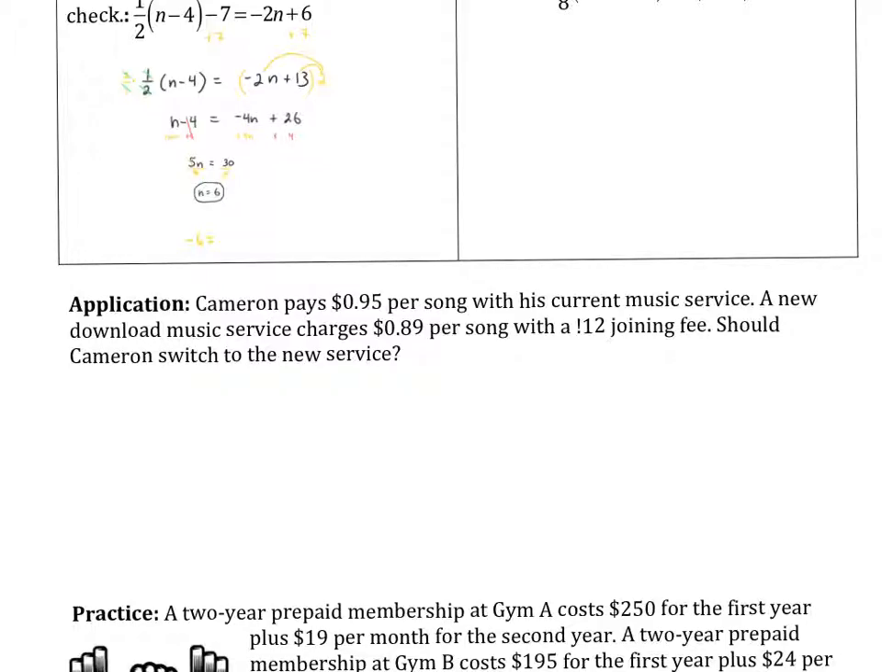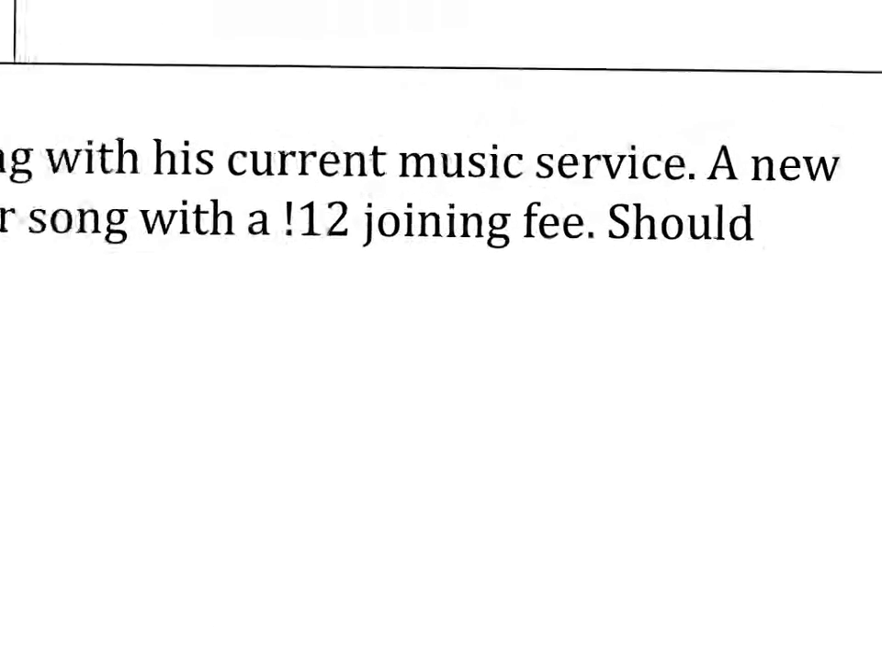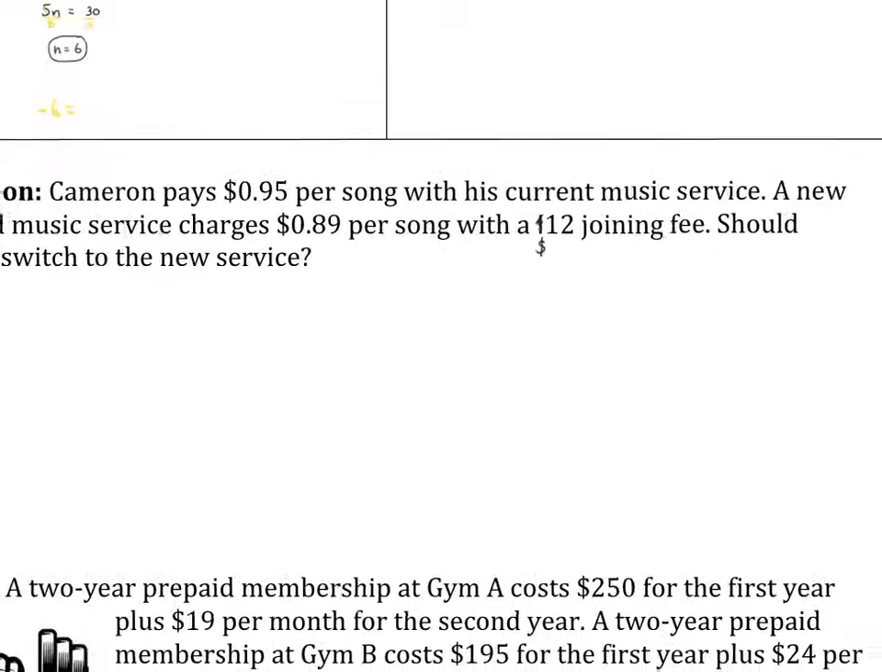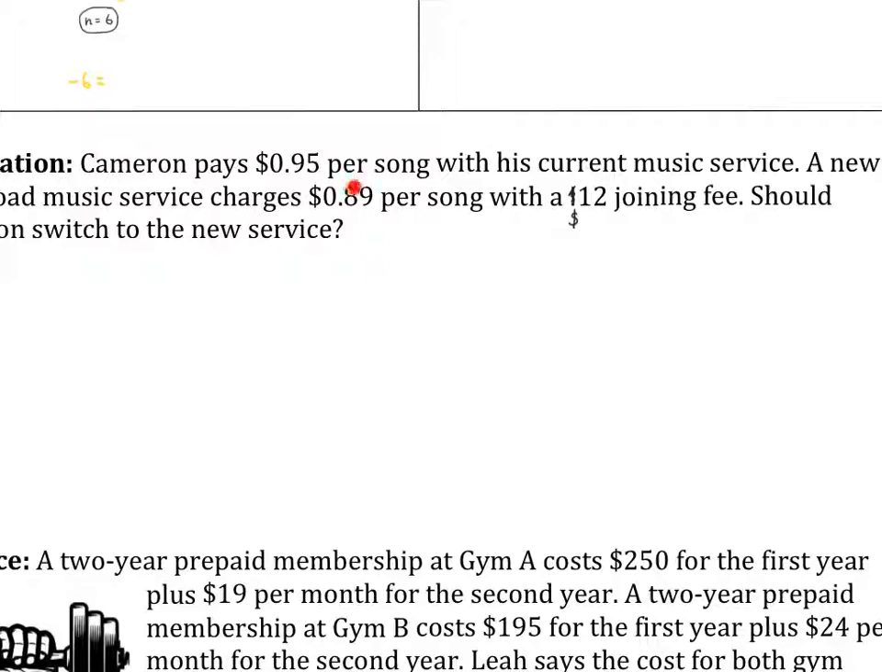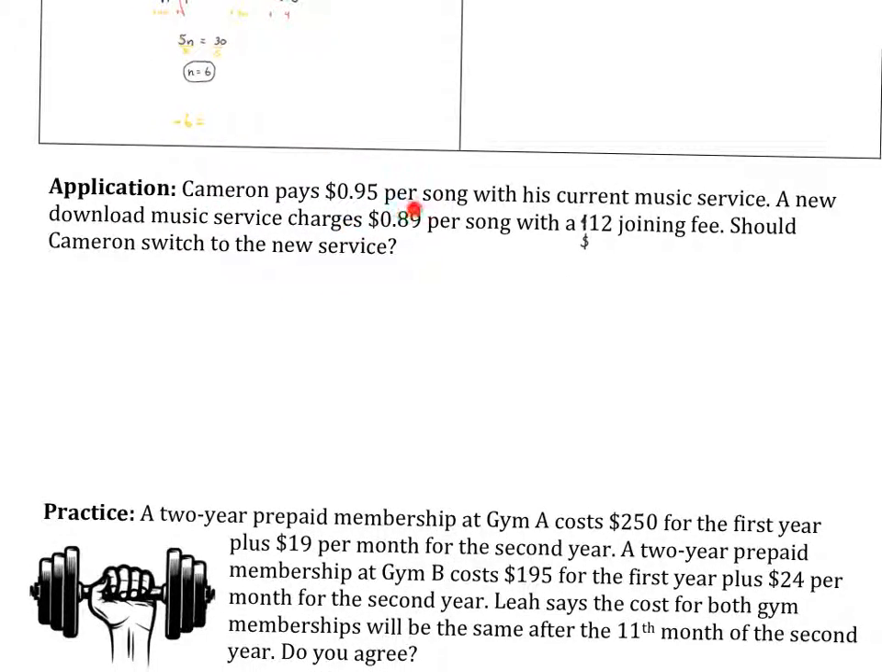Now we're going to walk through a way this may be used. Now this, of course, is not necessarily how you listen to music. You've got YouTube, Spotify, etc. So let's just pretend there's this service here where Cameron pays money to own music. I do have a change to make, so please change this exclamation point to $1. Cameron pays 95 cents per song with his current music service. A new download music service charges 89 cents per song, but with a $12 joining fee. So should Cameron switch to the new service?